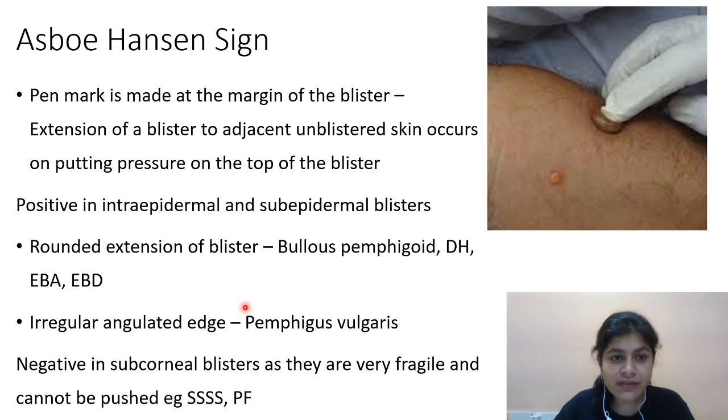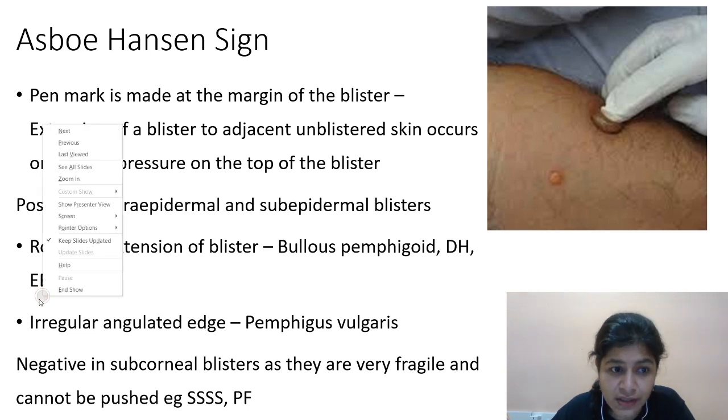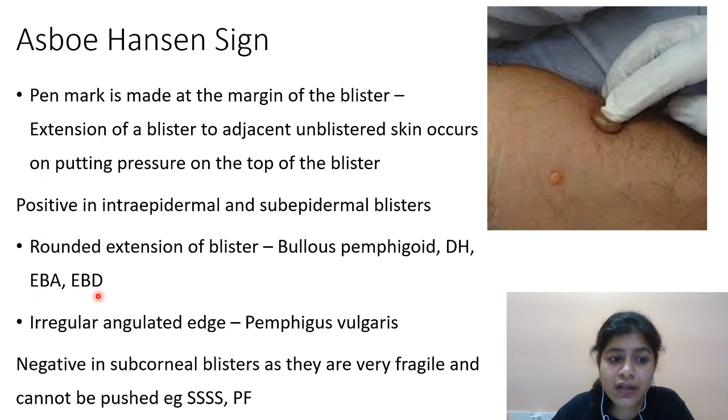Okay, because whenever it's a subepidermal split, there is a clear interface between the epidermis and the dermis for the fluid to get accumulated. Okay, so that is why when the blister is expanding, it will expand itself in a rounded fashion, and that is why in all subepidermal blistering disorders like bullous pemphigoid, dermatitis herpetiformis, epidermolysis bullosa acquisita, epidermolysis bullosa dystrophica, you will see a rounded extension of the blister. Clear? Now, if you get an irregular angulated edge, that will be seen in pemphigus vulgaris.